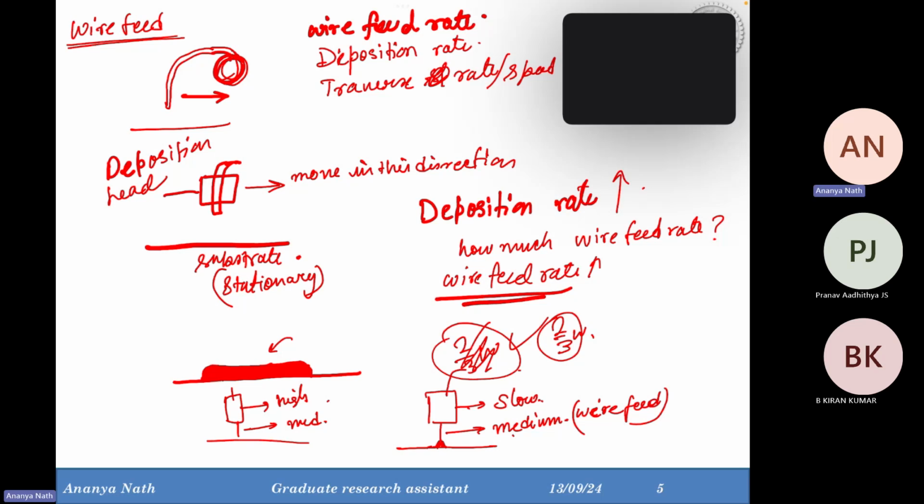So if my deposition head is moving very slow and my wire is coming in at a medium range, so this is fast, this is medium, this is slow. So medium is obviously faster than slow. That means there will be more material coming on the substrate than what is needed. So more than required material will come.